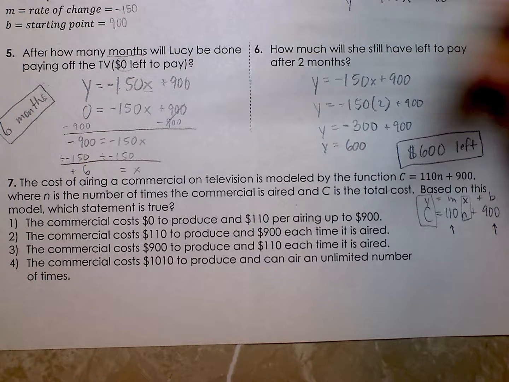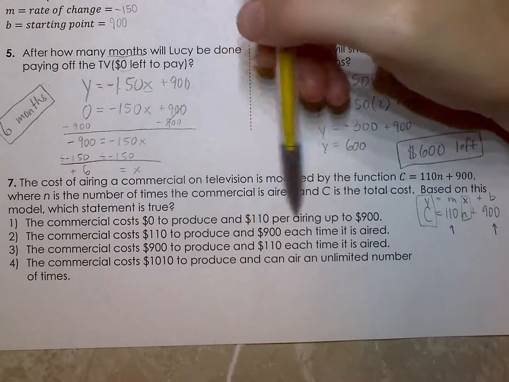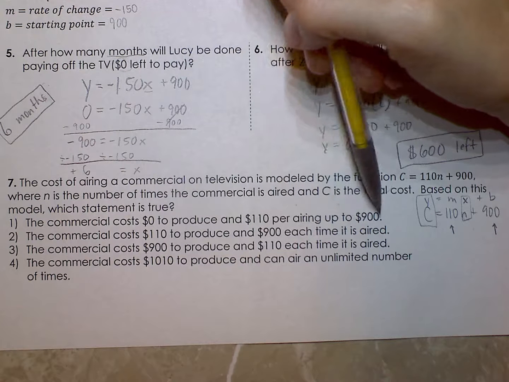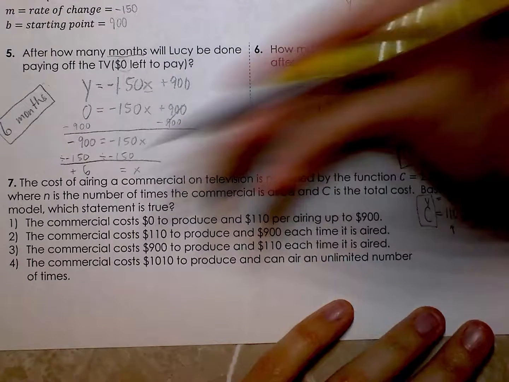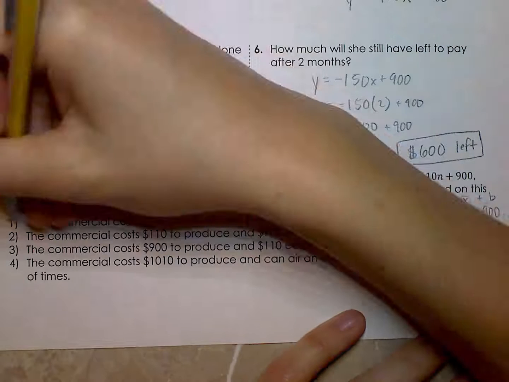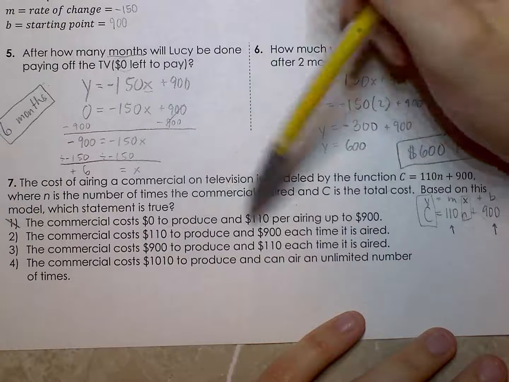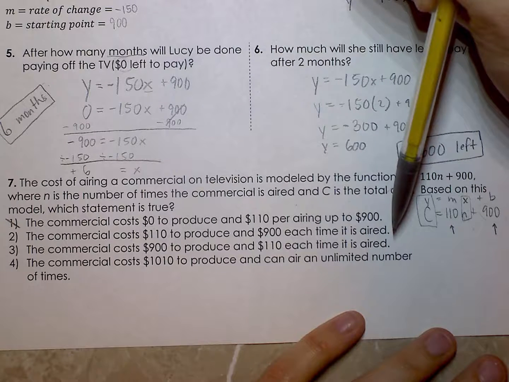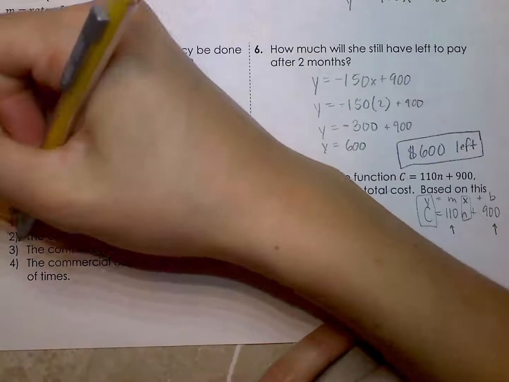So let's look. The commercial costs $0 to produce and $110 per airing up to 900. Well, that doesn't make sense because the starting cost is 900. So it can't cost 0 to produce because that must be the starting cost, so no. The commercial costs $110 to produce and $900 each time it's aired. No, that would be these switched, right? It only costs $110 every time it's aired. That's how much gets added.